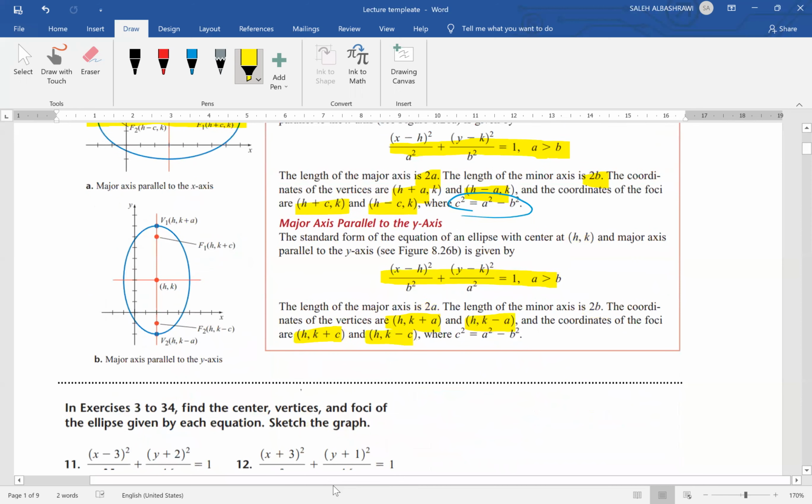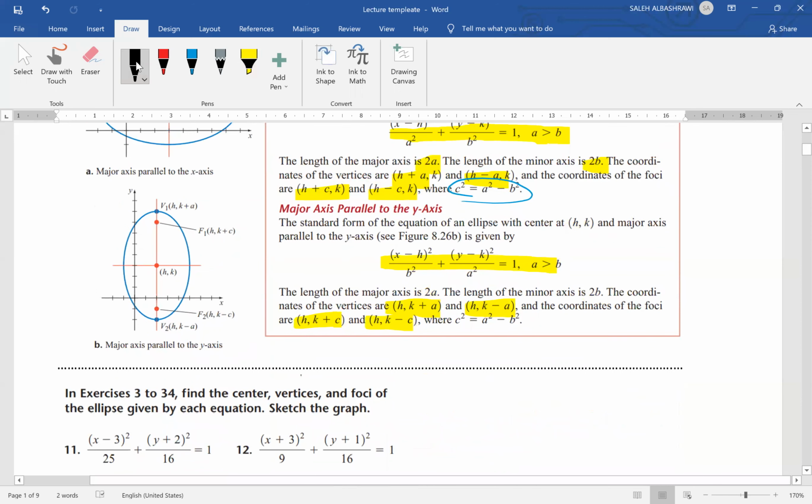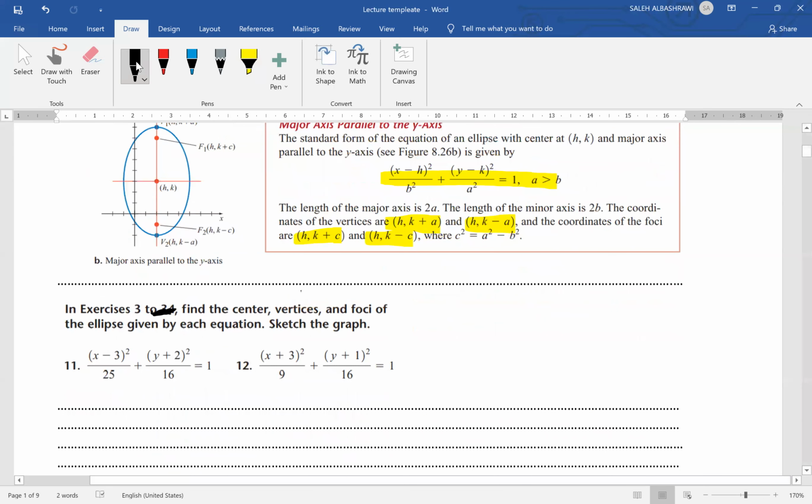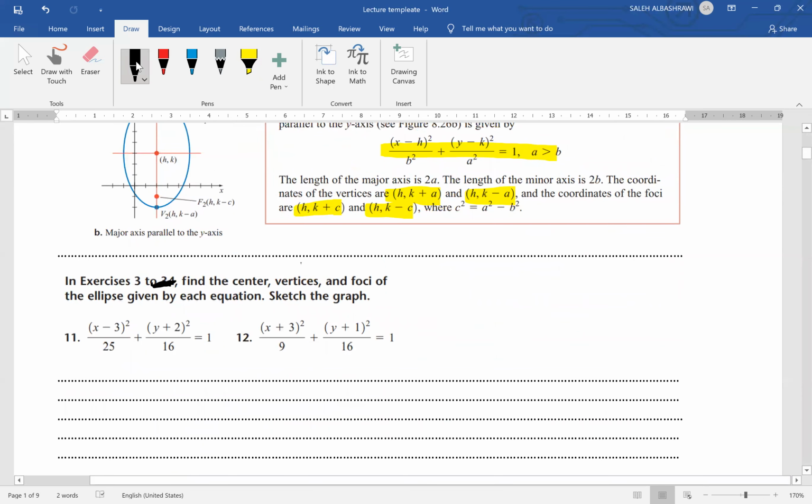As a direct application for this, let's have some examples. In these exercises, we need to find the center, vertices, and foci of the ellipse given by each equation. And then also we need to sketch the graph. Question number 11. We have (x minus 3) to the power 2 divided by 25 plus (y plus 2) to the power 2 divided by 16 equal to 1.